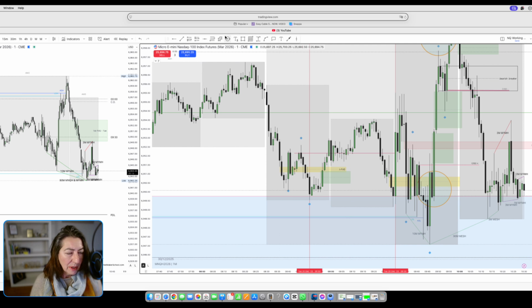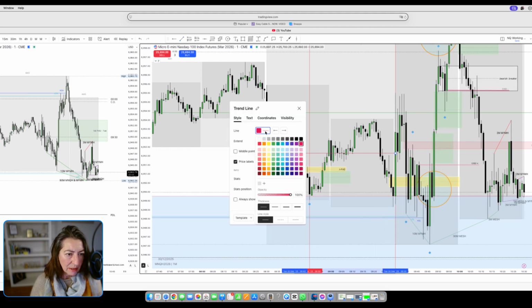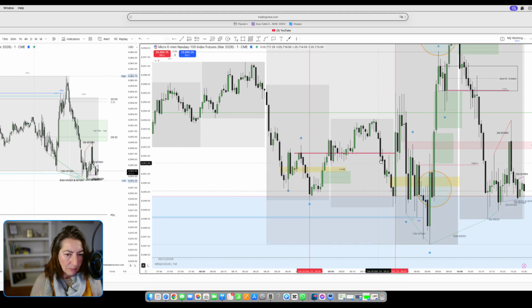Now we're looking for a change in the state of delivery. Since this is our last black down close candle, our change in the state of delivery is right here. So here's, let me just make that a little bit bigger so you can see it's right here, change in the state of delivery. There we go.